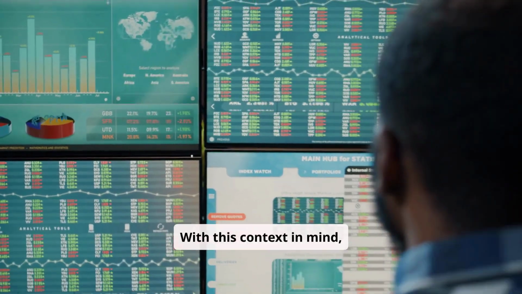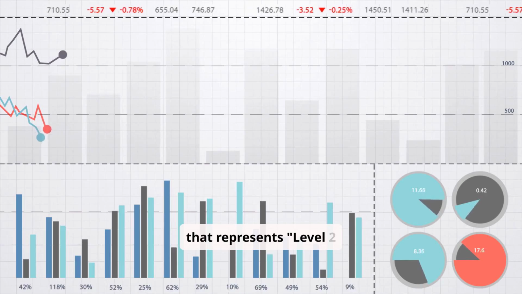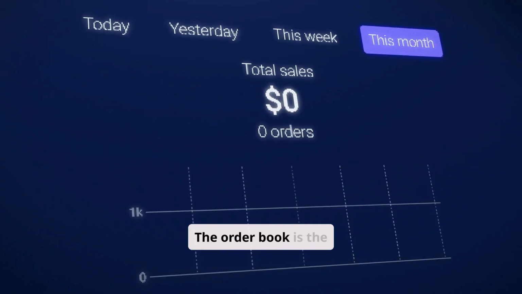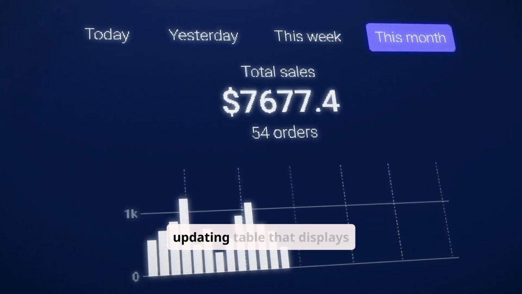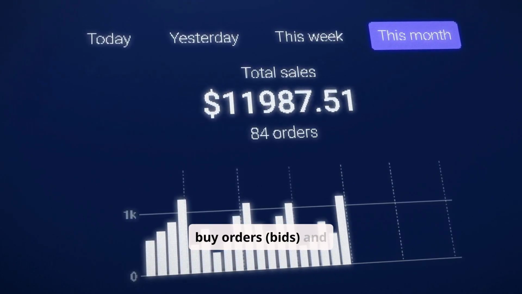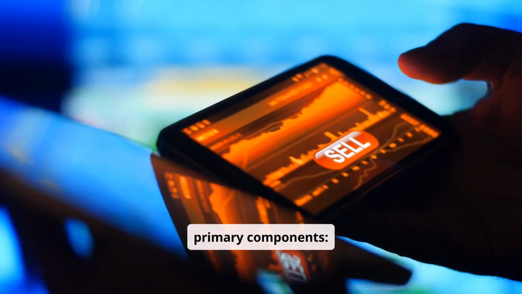With this context in mind, let's focus specifically on the order book, the visual tool that represents Level 2 Data. The order book is the epicenter of Level 2 Data, a dynamic, constantly updating table that displays buy orders, bids, and sell orders, asks. Let's break down its primary components.